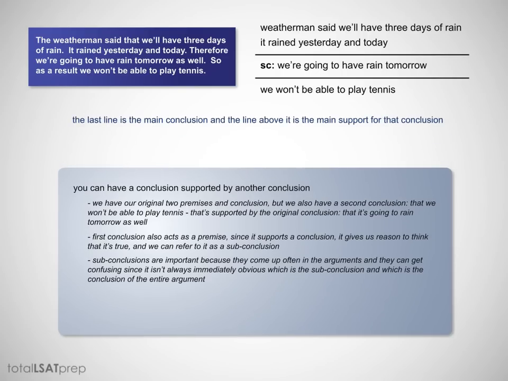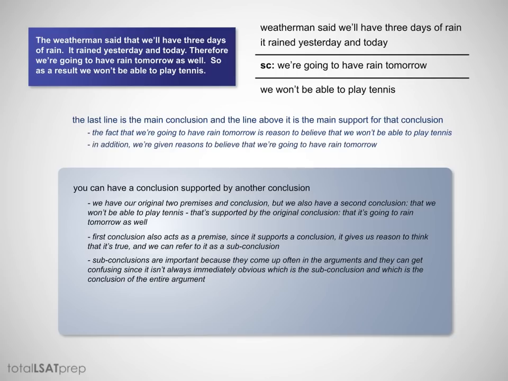So the last line, that we won't be able to play tennis, is the main conclusion, and the line right above it, that we're going to have rain tomorrow, is the main support for that conclusion. The fact that we're going to have rain tomorrow is reason to believe that we won't be able to play tennis. In addition, we're given reasons to believe that we're going to have rain tomorrow. The first 2 lines act as support for that, and we can think of that third line as a sub-conclusion. It's a sub-conclusion because it's supported by other statements, but it also supports another statement.